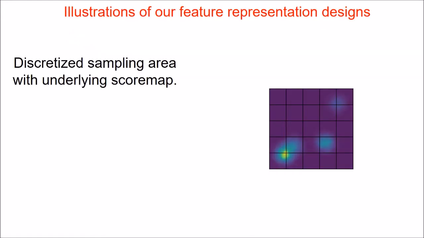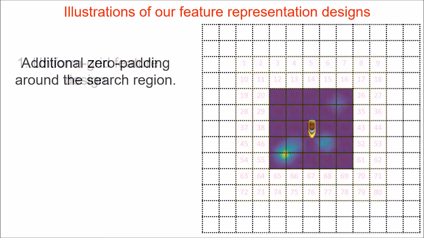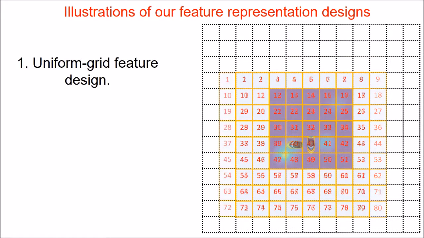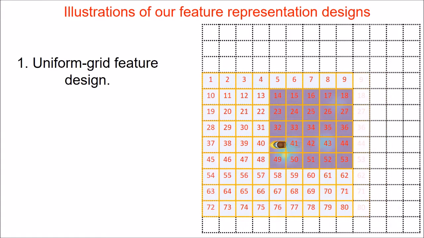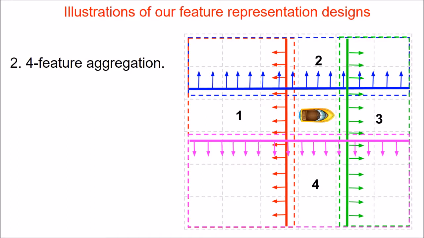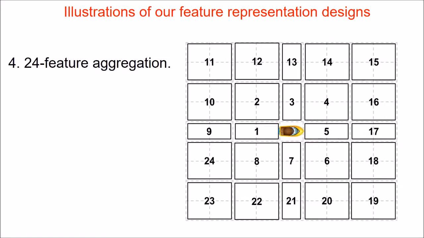Here we illustrate the feature representations tried with our approach. Uniform grid feature design uses all the grid cell values to make a decision on the action to be taken. 4-feature aggregation has 4 features comprising all the grid cell values on the left, top, right and bottom of the robot's current position. 8-feature aggregation of state space is illustrated in this figure.